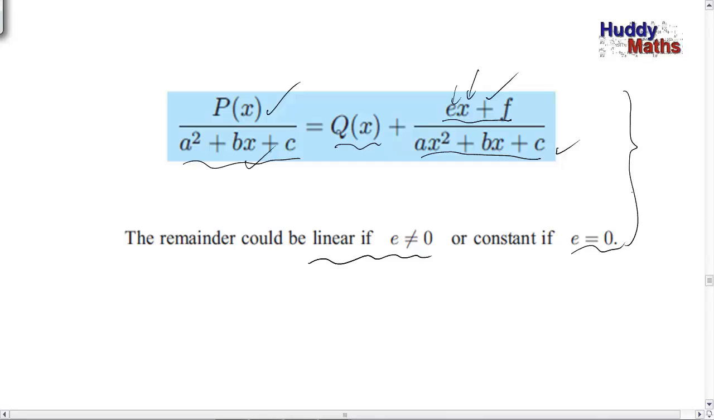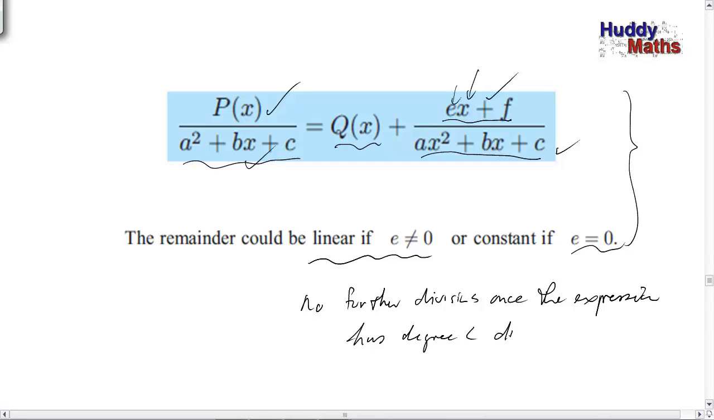So the idea of, if you're divided by a quadratic, you could have a remainder which was a linear, because no further divisions are possible. I'll put this down. No further divisions once the expression has a degree less than the divisor's degree.